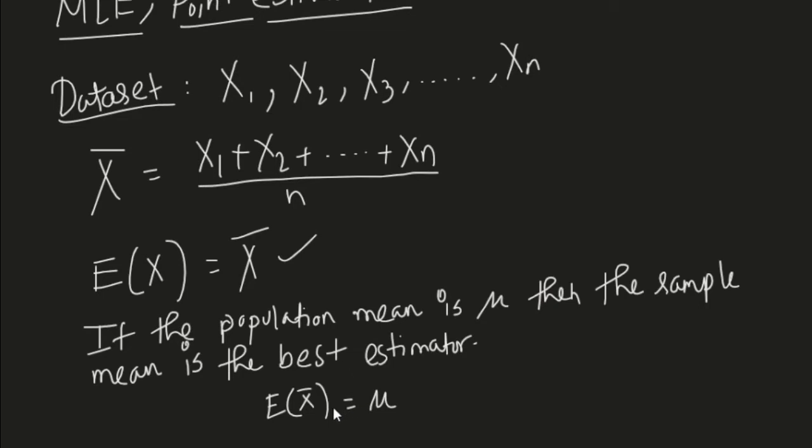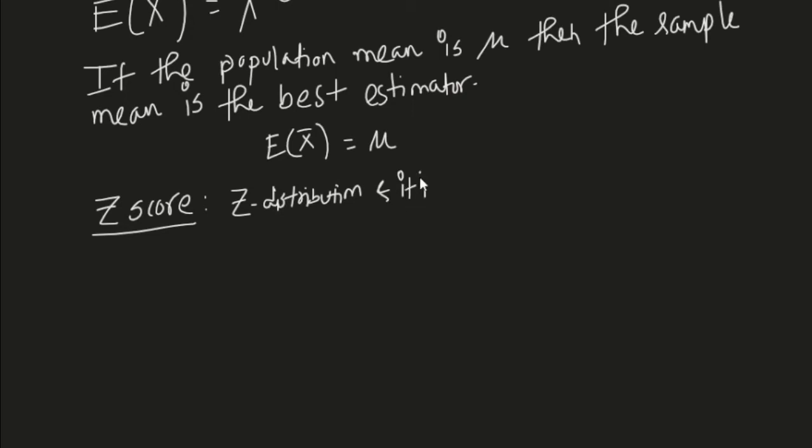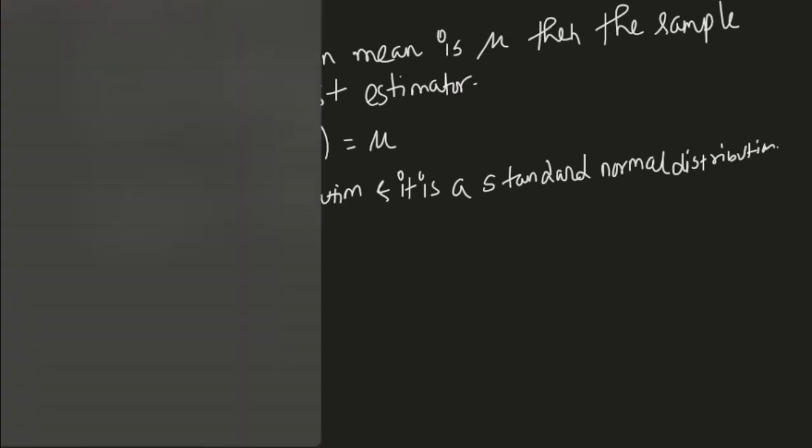Now there are a few other things we should note. We have studied these kinds of things, and what we would like to understand now is what a z-score is. So how is a z-score related, and what is a z-score? The z-score comes from the z distribution. It is a standard normal distribution. So let me give you an example.